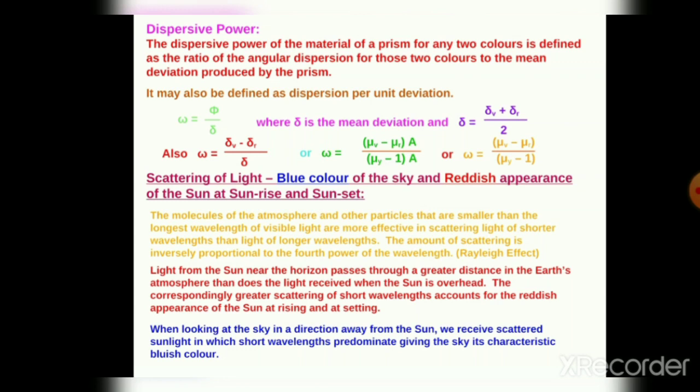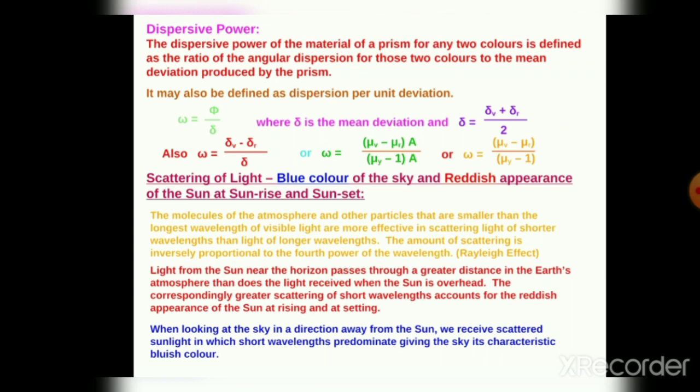You may also define it as dispersion per unit deviation. Omega is equal to phi upon delta, where delta is the mean deviation, the average. You can say delta 1 plus delta 2 divided by 2. Similarly, for omega you can write delta v minus delta r upon delta, or omega is equal to mu 1 minus mu 2 multiplied by A upon mu 3 minus 1 multiplied by A.